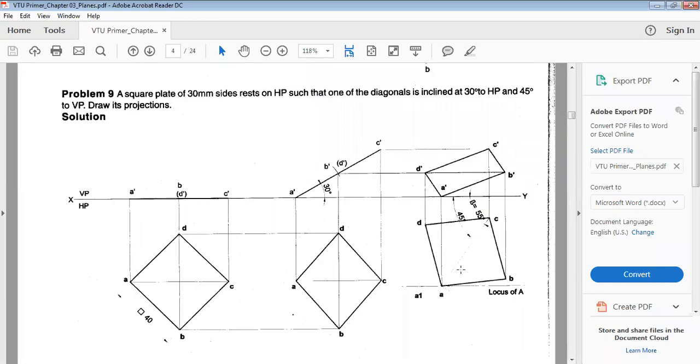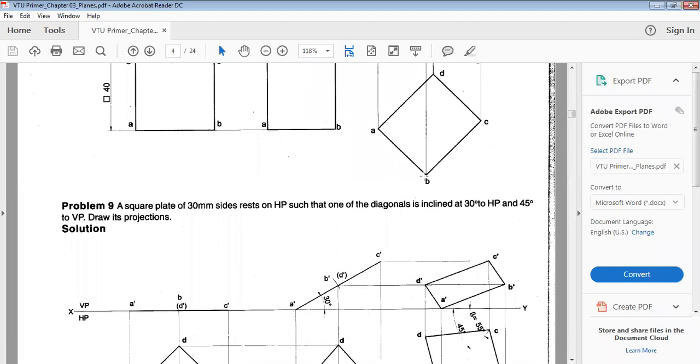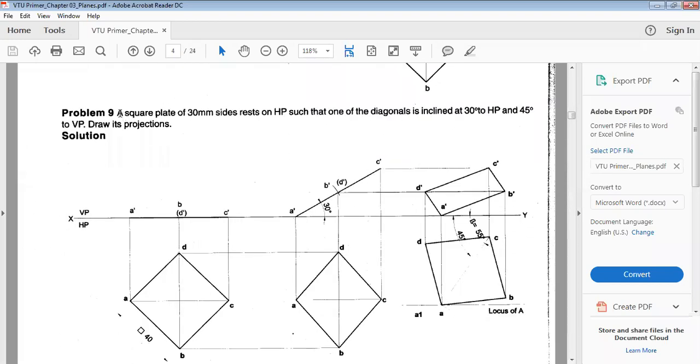See here, a square. Two problems have been given. A square lamina of 40 mm side rests on one of its sides on HP. The lamina makes 30 degrees with HP, and the side on which it rests makes 45 degrees. So the same side AD is making the inclination with 30 degrees, and the same AD is resting on a 45 degree line with respect to VP. So you need not carry the problem with beta. Here, in the same problem, a square plate of 30 mm side rests on HP such that one of its diagonals is inclined 30 degrees to HP. This is the diagonal.